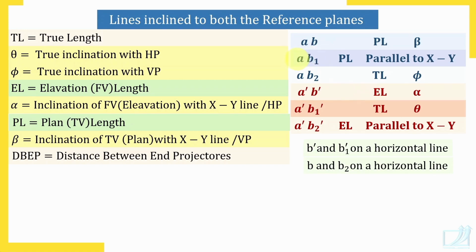Also you know that through A, if you draw a horizontal line, then on that horizontal line point B1 is, because AB1 is always horizontal, parallel to XY line. Also, if you draw a horizontal line through B', you are sure that on the horizontal line B1' is, because B' and B1' lie on a horizontal line. If you draw a horizontal line through B2, you are sure that on the same line point B is, because B and B2 lie on a horizontal line. If you draw a vertical line through B2, which means the projector of B2, then on that line it must be B2'. So it's simple.